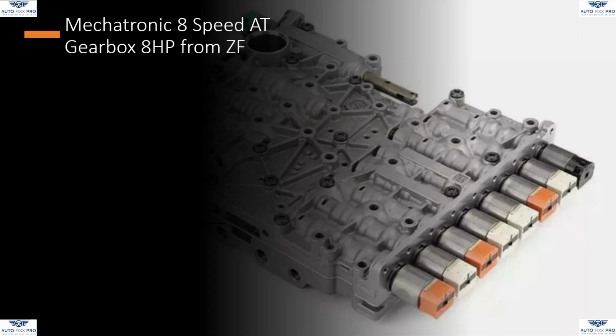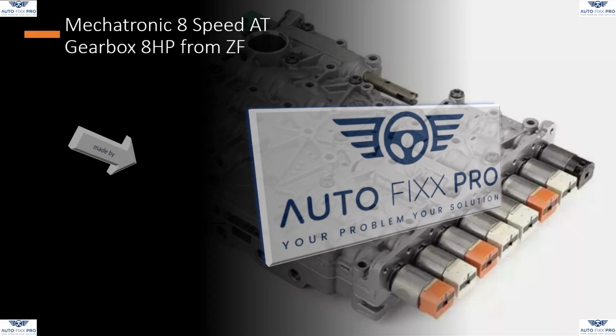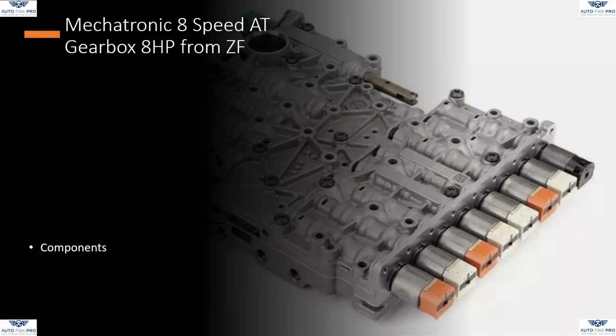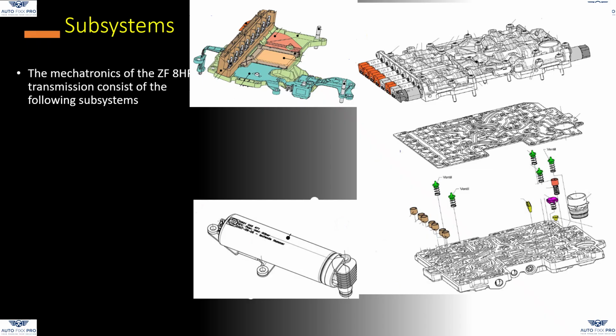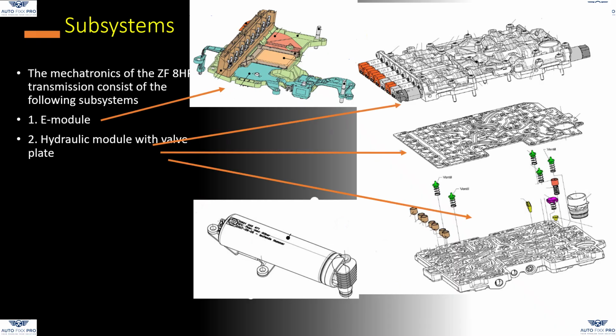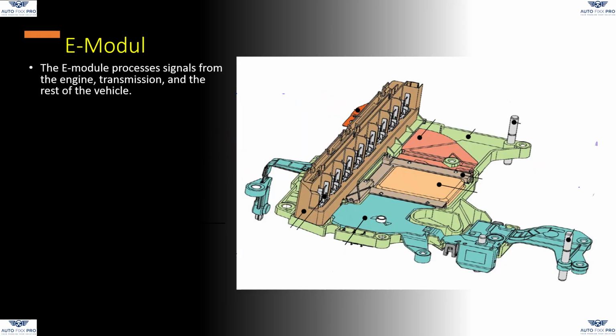The mechatronic from the 8-speed automatic transmission gearbox, 8 HP from ZF. Components. Structure. Function. The mechatronics of the ZF 8 HP transmission consist of the following subsystems. 1. E-module. 2. Hydraulic module with valve plate. HIS, hydraulic impulse accumulator. The E-module processes signals from the engine, transmission, and the rest of the vehicle.